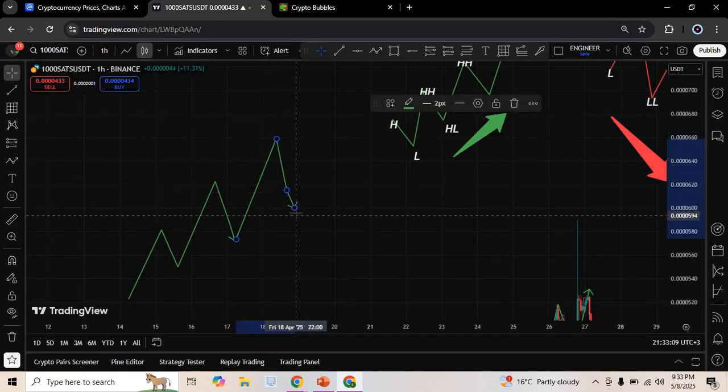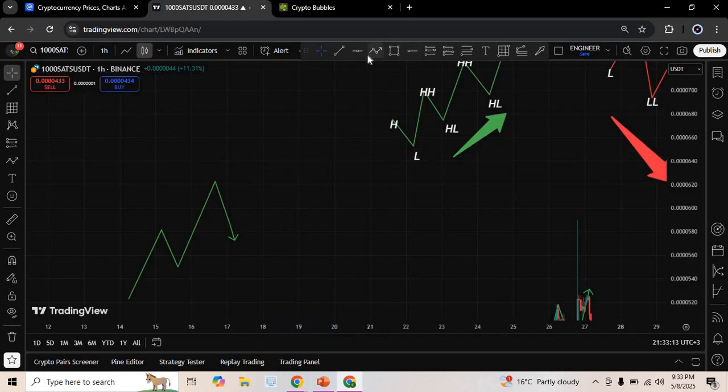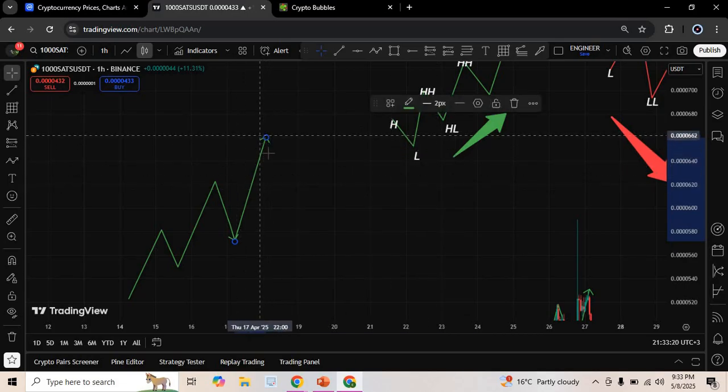Let me just return this to this point so that I can explain better. Let me delete this. I can do that again. So the market has formed a higher high right here. So what's the best way to trade? Wait as the market is coming down to form a higher low.